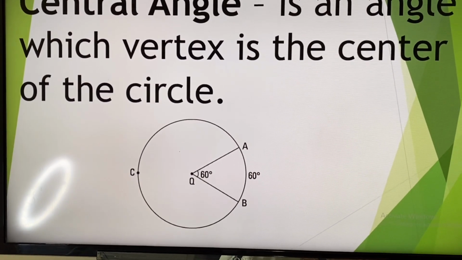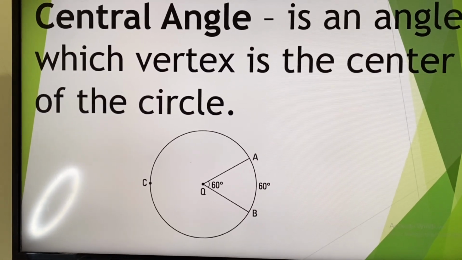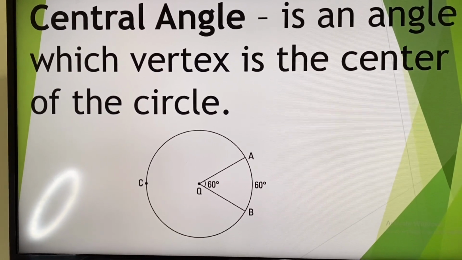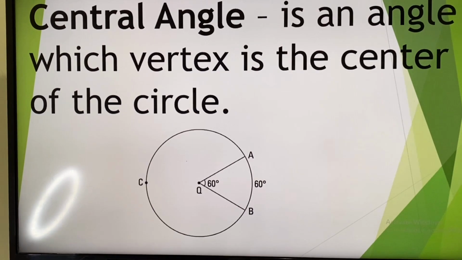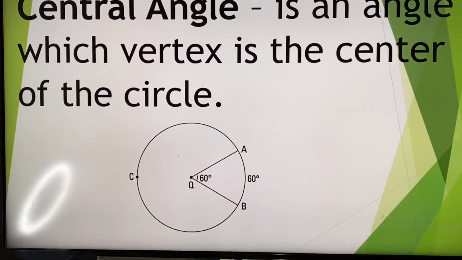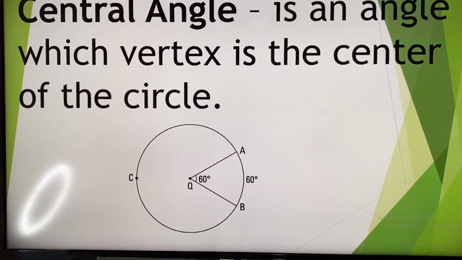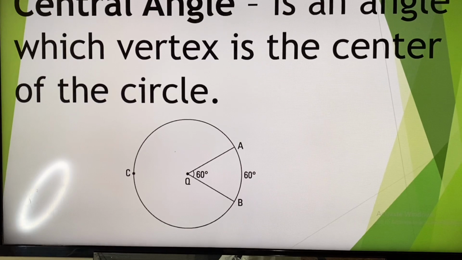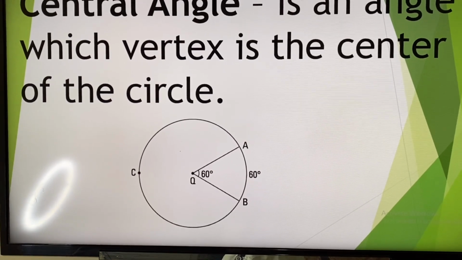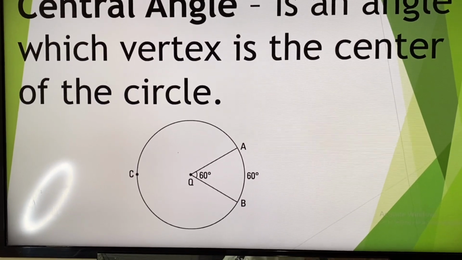Then we also have the minor arc. We have arc AB as the minor arc. Its measure is equal to the central angle, which is also 60 degrees. Aside from that, we can also name the major arc. So we have arc ACB.